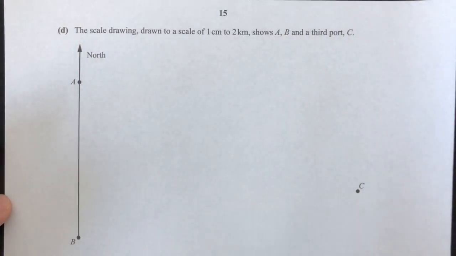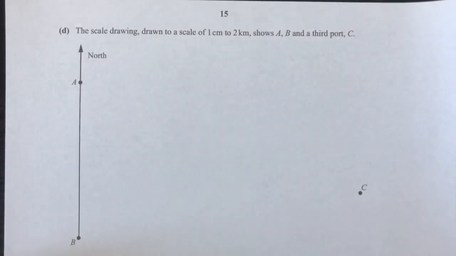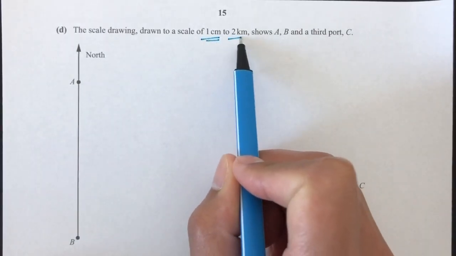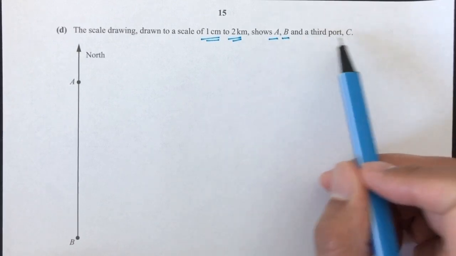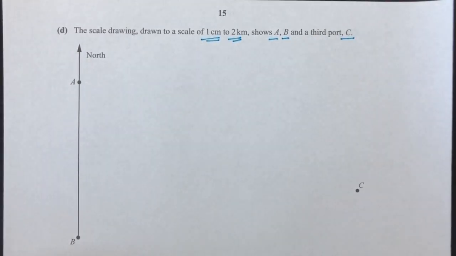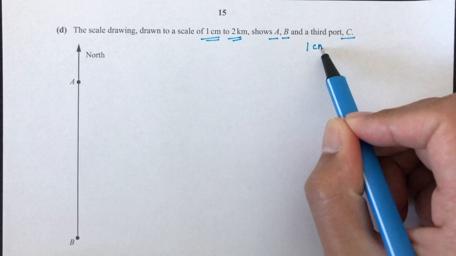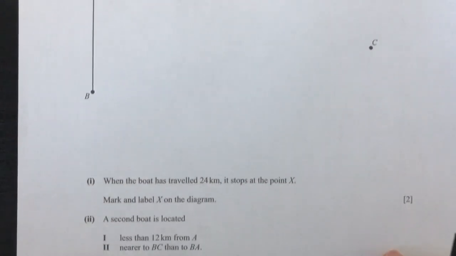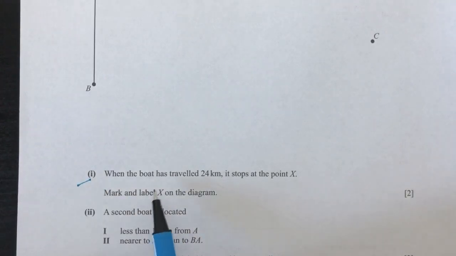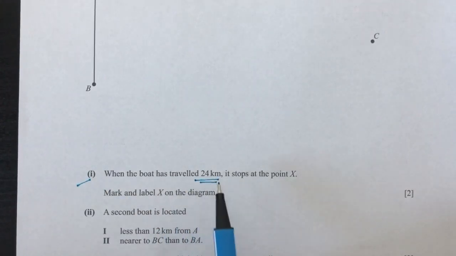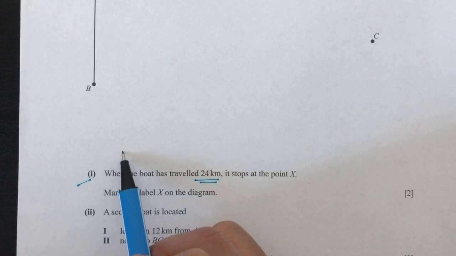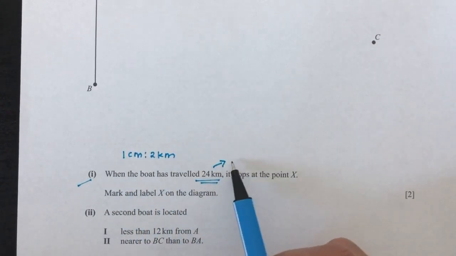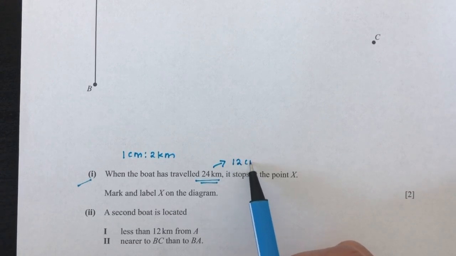Now for part D, it says the scale drawing, drawn on a scale of 1 centimeter to 2 km, shows A, B, and a third port C. That's our scale, 1 cm to 2 km. Now part 1: when the boat has traveled 24 km, on the map it will be, using the scale of 1 cm to 2 km, divided by 2, that will be 12 centimeters.